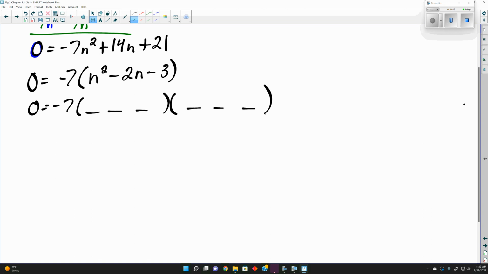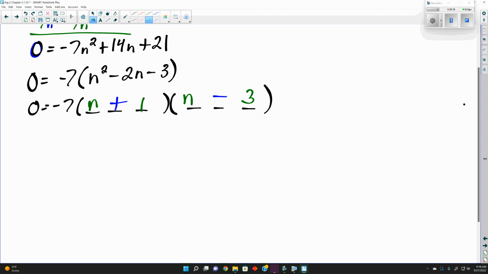Now we can have our two sets of parentheses with 3 spaces. If the third term is positive, the signs are the same and they match the sign of the middle term. If the third term is negative, our signs are opposite. Well, here the 3 is negative, so we have plus and minus. What are the factors of n squared? N and n. Our factors of 3 are 1 and 3. Where do we want to put the 3? Negative or positive? Negative.